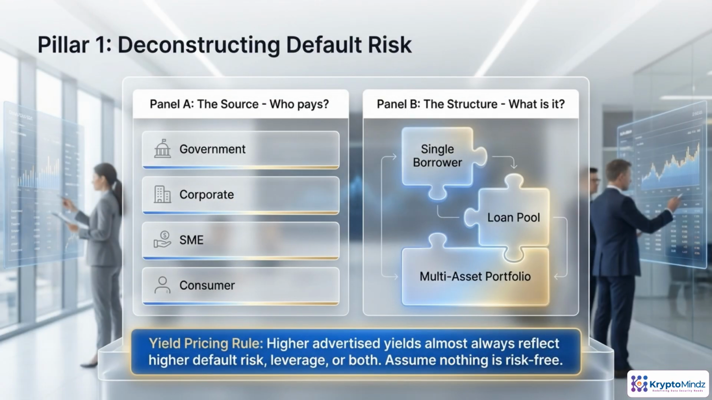To understand default risk in RWAs, split it into who pays you and what structure you're exposed to. On the payer side, governments tend to default last, then large corporates, then SMEs, then consumers. That hierarchy should roughly match the yield you're offered. On the structure side, a single borrower is binary. A pool diversifies but can hide concentration, and a multi-asset portfolio adds another layer of complexity. When yield looks unusually high, assume you're paying for extra risk somewhere along that chain.